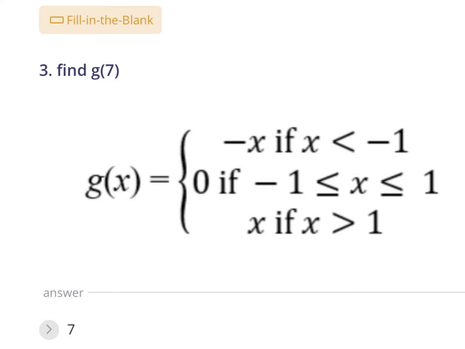G of 7. Okay, we're going to plug in the number 7. Where do we plug it in? Well, we're going to plug it into the top one if 7 is less than -1. 7 is not less than -1. We're going to use a middle one if 7 is between -1 and +1. 7 is not between -1 and +1. We're going to use this last one, x, if your 7 is greater than 1. So it is greater than 1. 7 is definitely greater than 1.